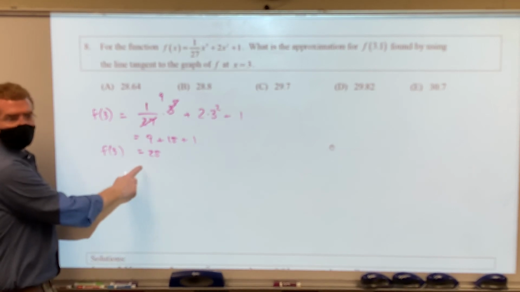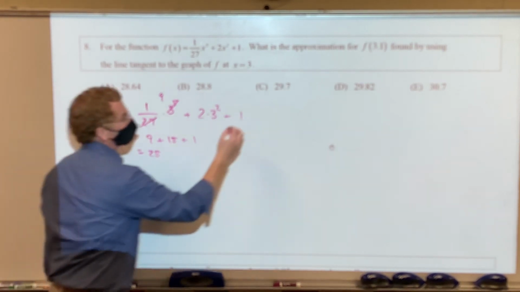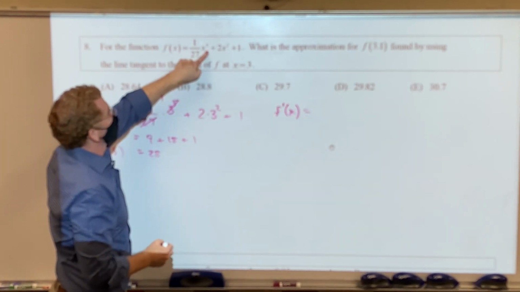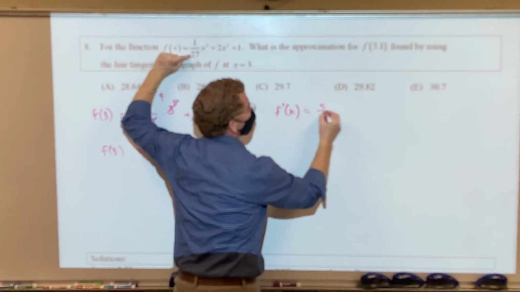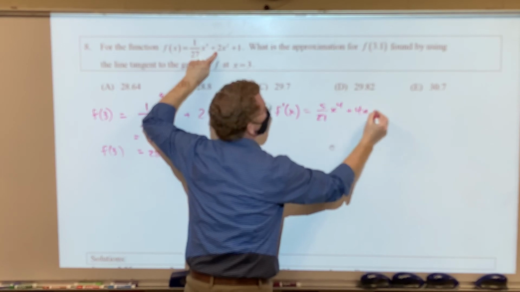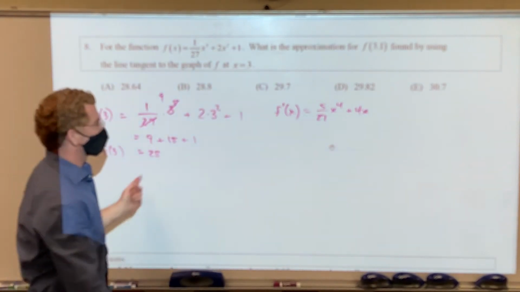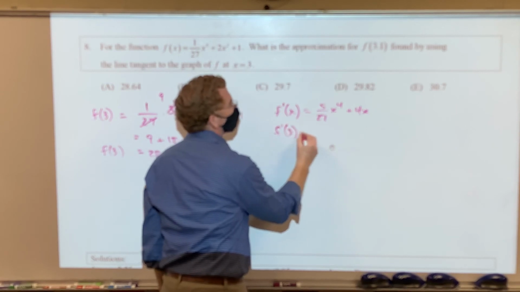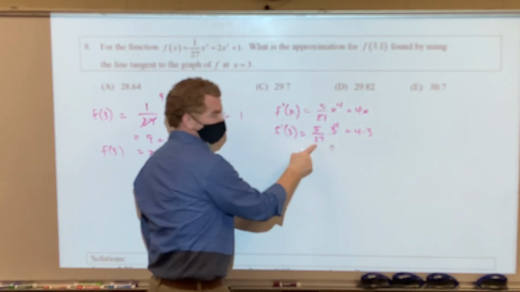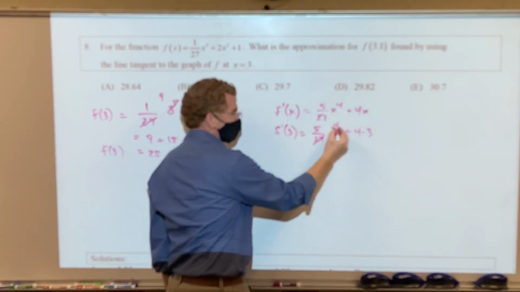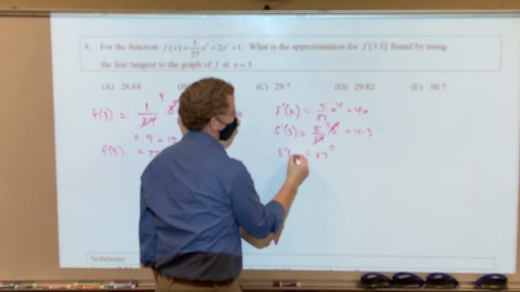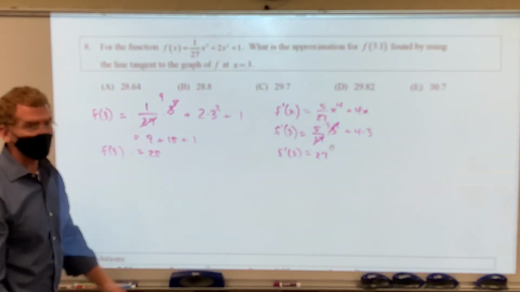All right, guys, so check it out. There's my point. How do I find my slope? You plug in 3 into the derivative. So 5/27 x to the 4th plus 4x, right? Plug a 3 in again. When I plug a 3 in again, what happens? That's 3 3's, that's 4 3's. There's only 1 3 left, so 15 plus 12.